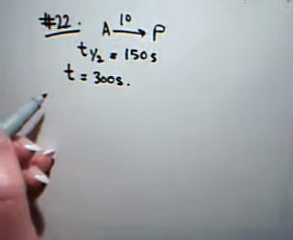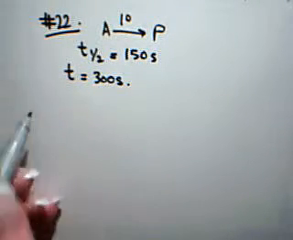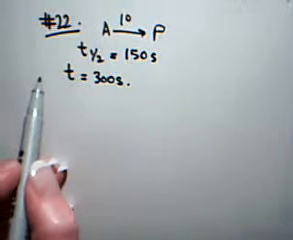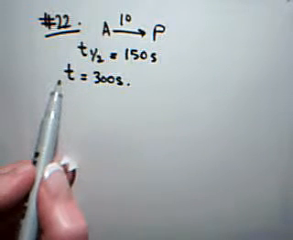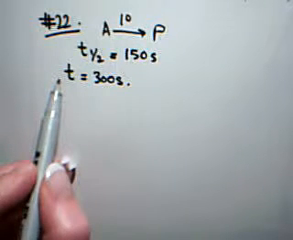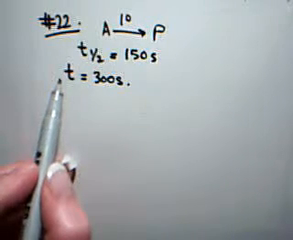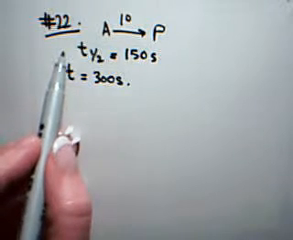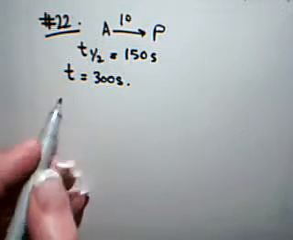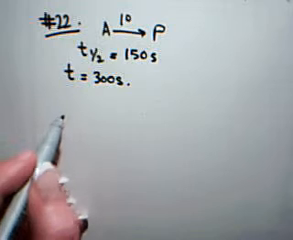So why have they given us the half-life? Well, in order to find out what percentage is left after 300 seconds, we need to know k. And the only way that we can get k is from the half-life. So I'll show you, let me see.